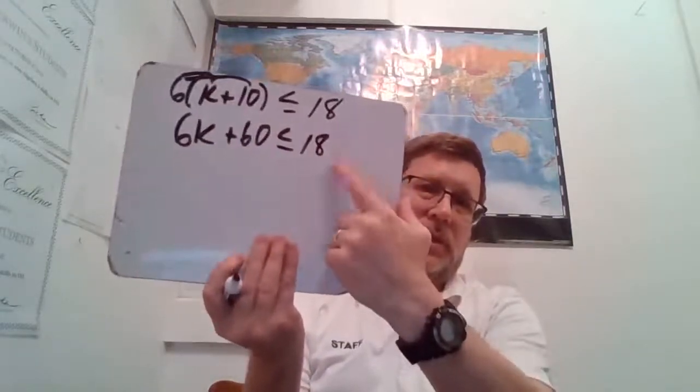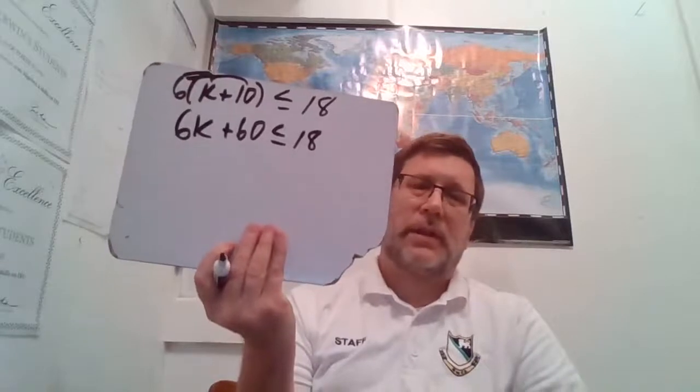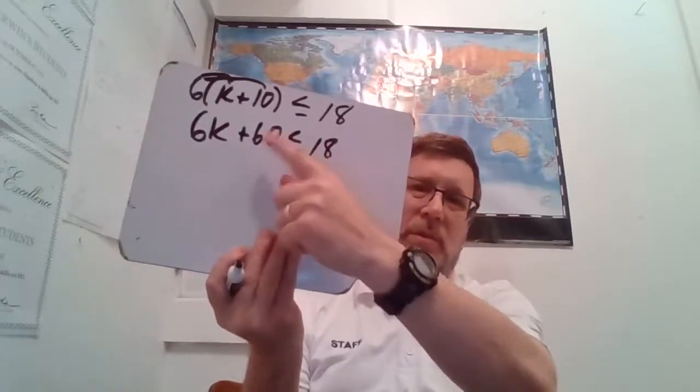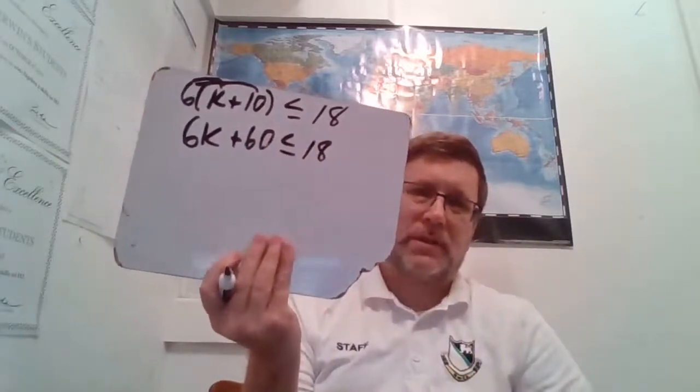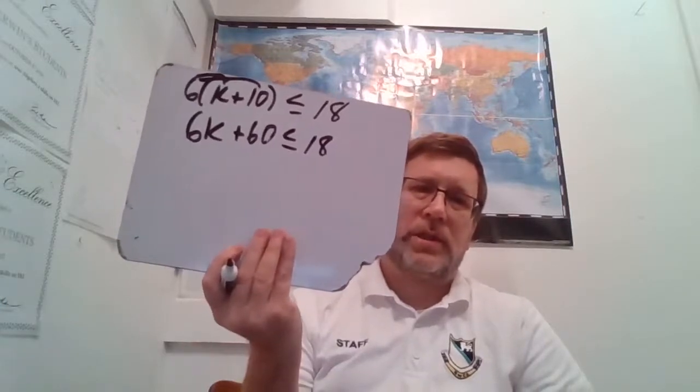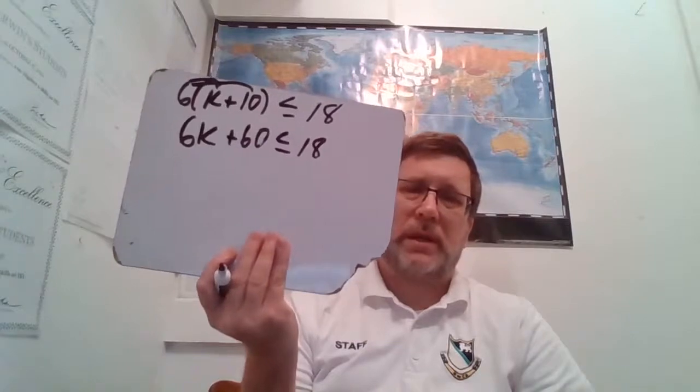Can I distribute the 6 to the 18? Absolutely not. It would have to be on this side, and it would have to be in the parentheses, but it is not. So I cannot distribute it. You only distribute the number to what is in the parentheses right behind it.